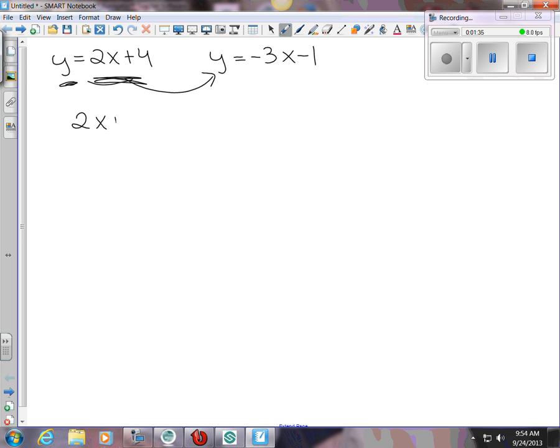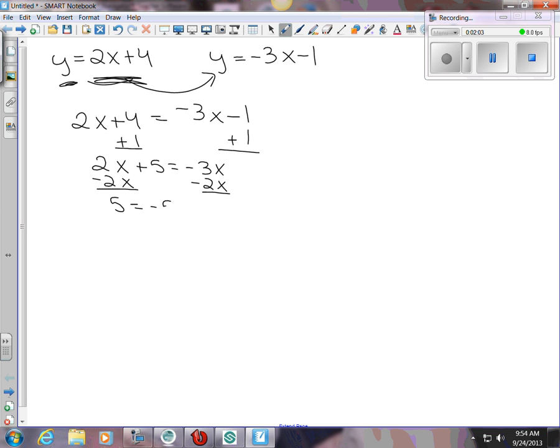2x plus 4 equals negative 3x minus 1. Setting them equal to one another. Okay. Now what? Add 1. Okay, we can add 1. There's many ways to do this. Subtract 2x, okay. Very good. So I get negative 1 equals x. Am I done? Why not?